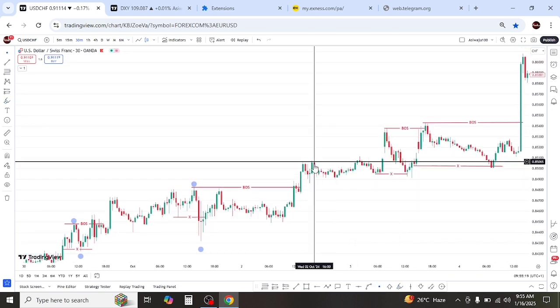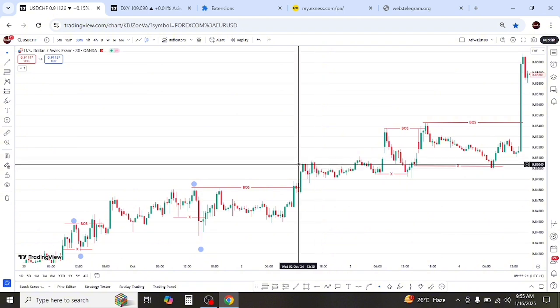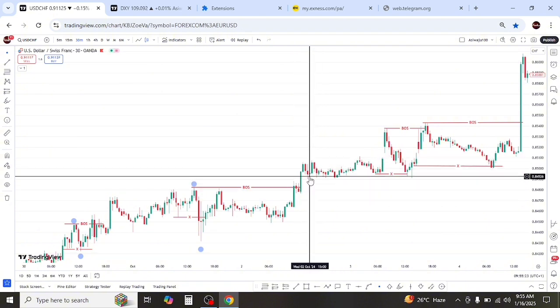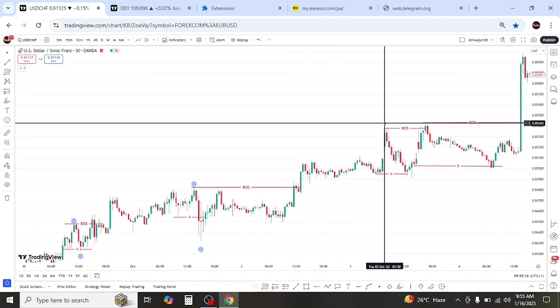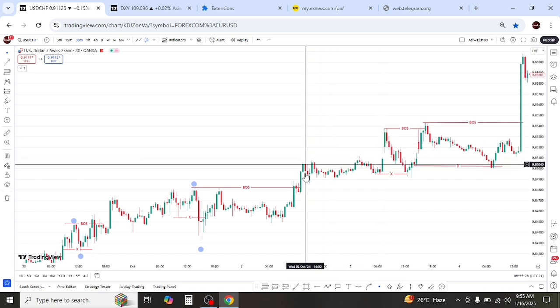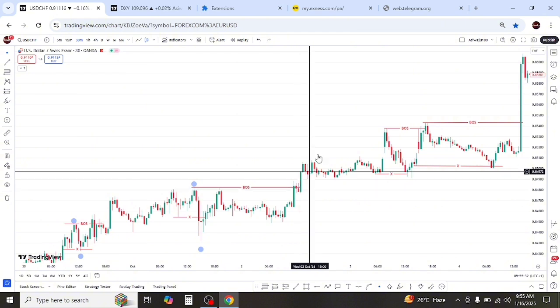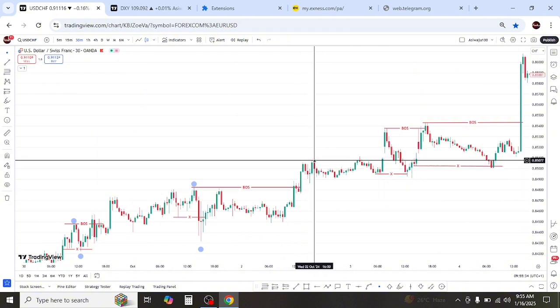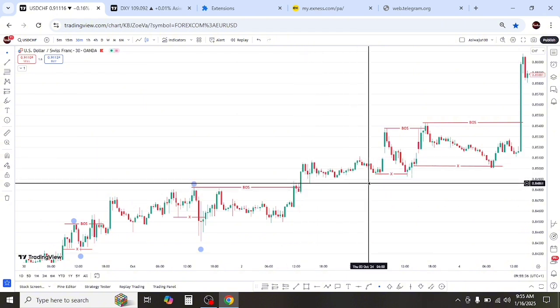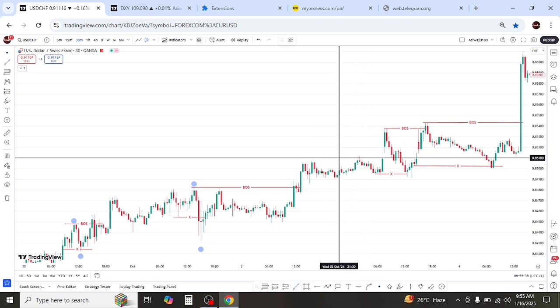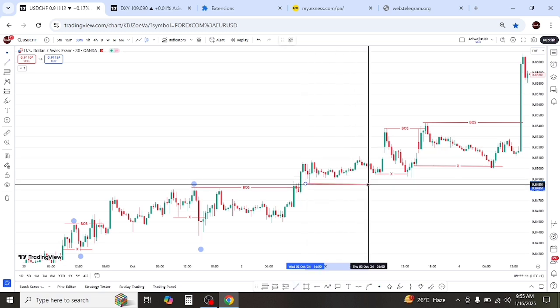Price keeps on creating new highs and new lows, higher highs, higher lows, without grabbing any liquidity points. And this low becomes our liquidity. Immediately we have a new high here, a new high here. This low becomes our inducement point. This low becomes our inducement.